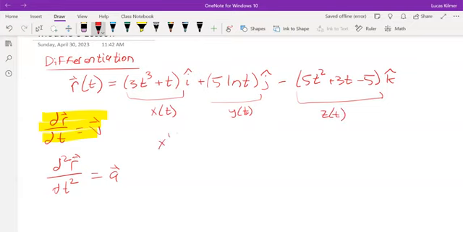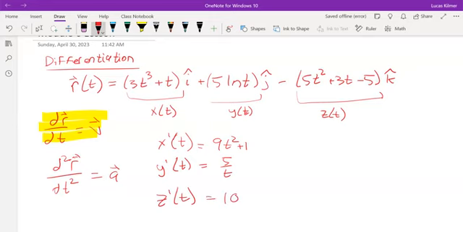All I have to do is find the derivative. So I take x prime of t. If I look at this, 3t cubed, take the derivative, you're going to end up with 9t squared plus 1. So we get 9t squared plus 1. Then y prime of t: we get 5 times the natural log of t, whose derivative is 1 over t. So 5 times 1 over t is going to be 5 over t. And then z prime of t: for 5t squared, the 2 is going to come down. You're going to end up with 10t plus 3, with the negative 5 going away as a constant.